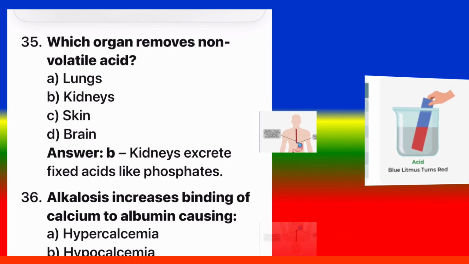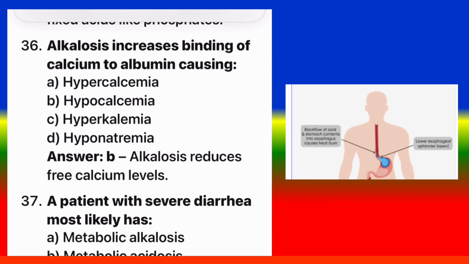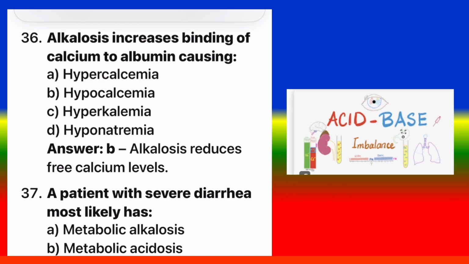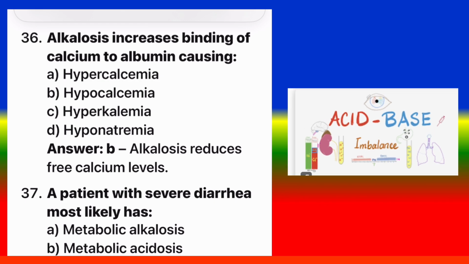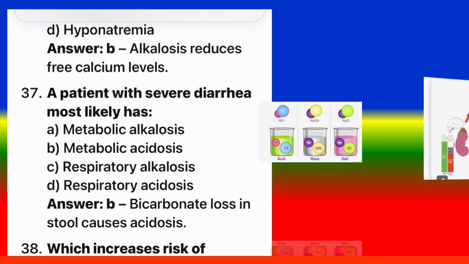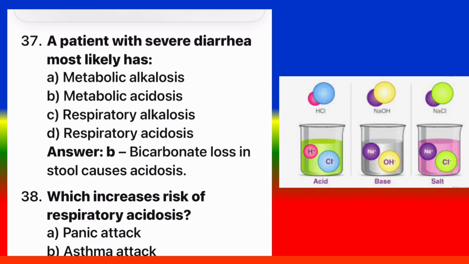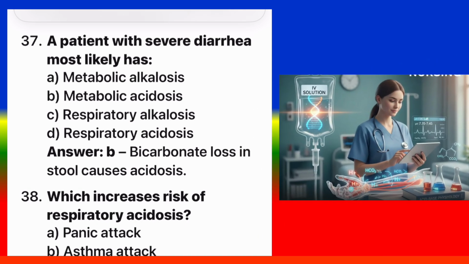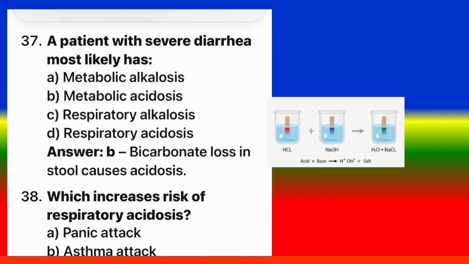36. Alkalosis increases binding of calcium to albumin, causing A, hypercalcemia, B, hypocalcemia, C, hyperkalemia, D, hyponatremia. Answer B, alkalosis reduces free calcium levels. 37. A patient with severe diarrhea most likely has A, metabolic alkalosis, B, metabolic acidosis, C, respiratory alkalosis, D, respiratory acidosis. Answer B, bicarbonate loss in stool causes acidosis.